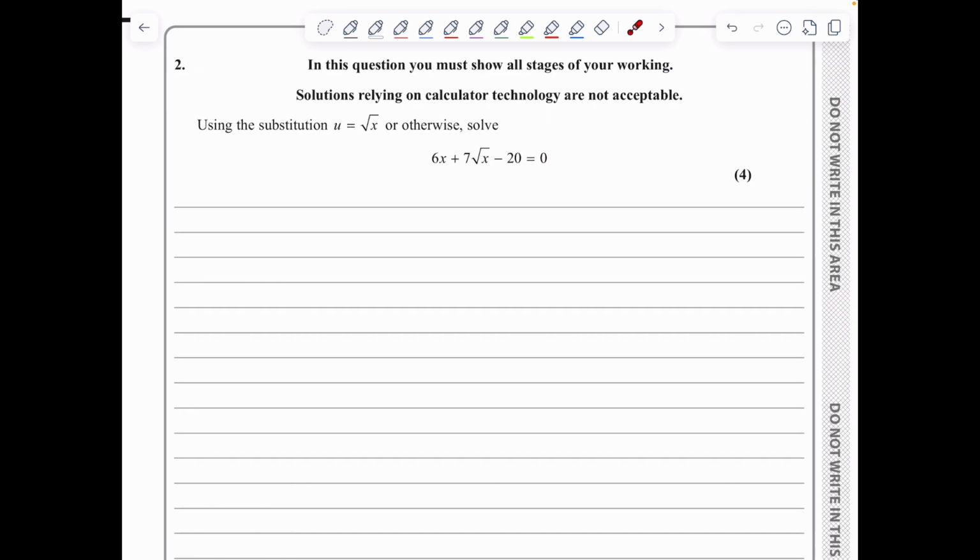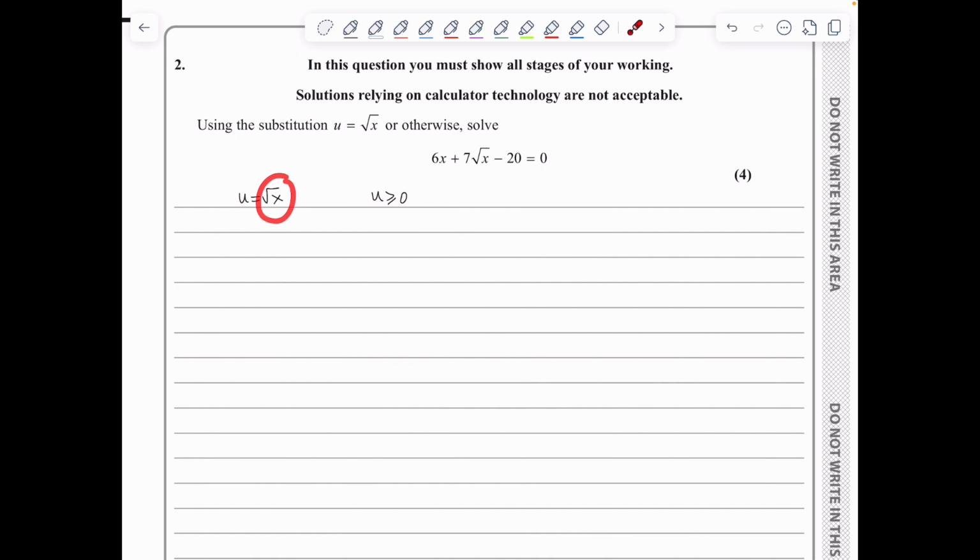In question 2, we must show all stages of our working and solutions relying on calculator technology are not acceptable. So we are asked to use the substitution u is root x or otherwise to solve this equation here. This is what we call a disguised quadratic. So I'll be using u is root x. Notice that u is greater than or equal to 0 because when I refer to the square root of a number, I always refer to the positive square root.